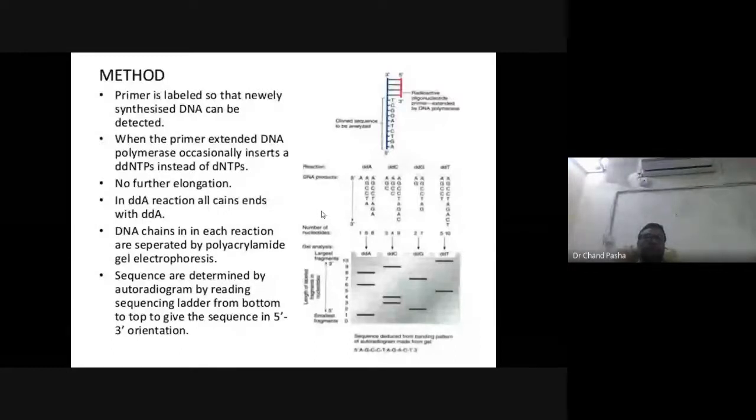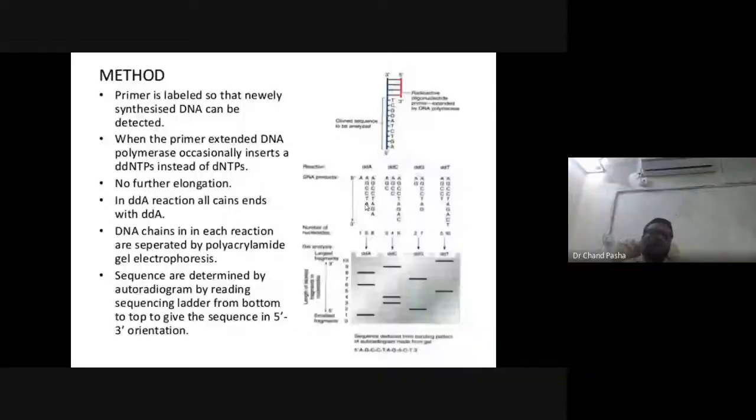So what happens here? Whenever the dideoxyadenine comes, there the reaction stops. It will not continue, because both at 3' as well as 5', both of them are having only an H group over there, not a hydroxyl group. So if you want that PCR to continue, you should have an OH group. Okay, this is the method of sequencing.